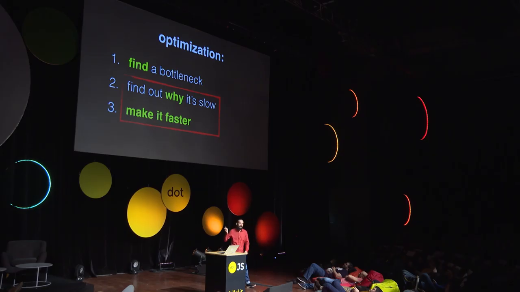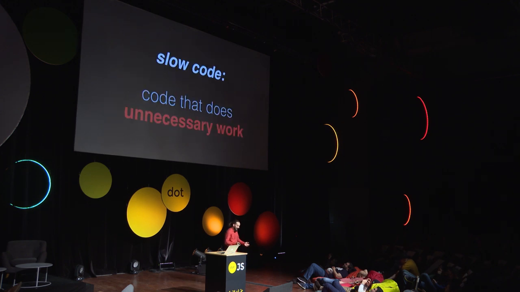So those two steps, understand why it's slow and make it faster, have a lot to do with algorithms. And I'll try to make a gentle introduction. The most important definition to make about slow code and optimization is that slow code is code that does unnecessary work. It's code that does more than you need for a particular task. So our job as someone who optimizes code is to find useless crap and remove it.